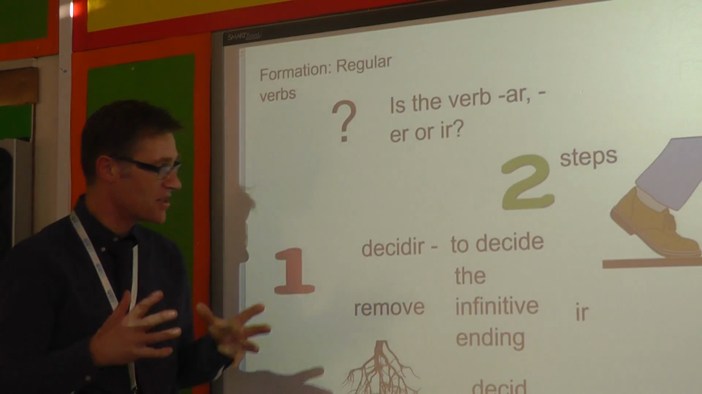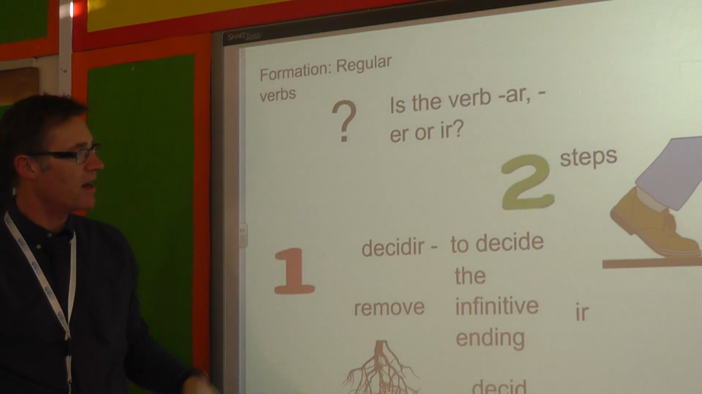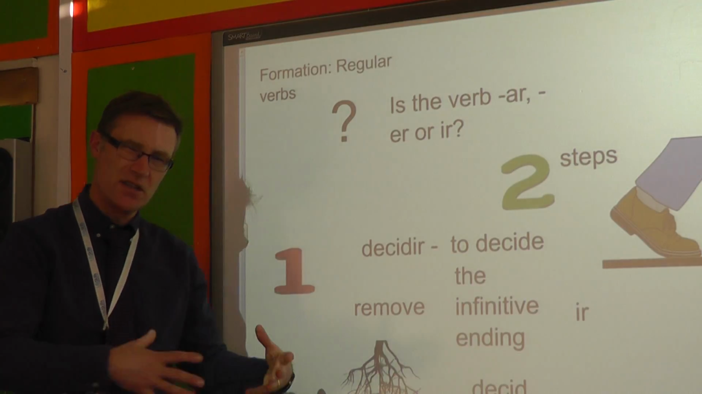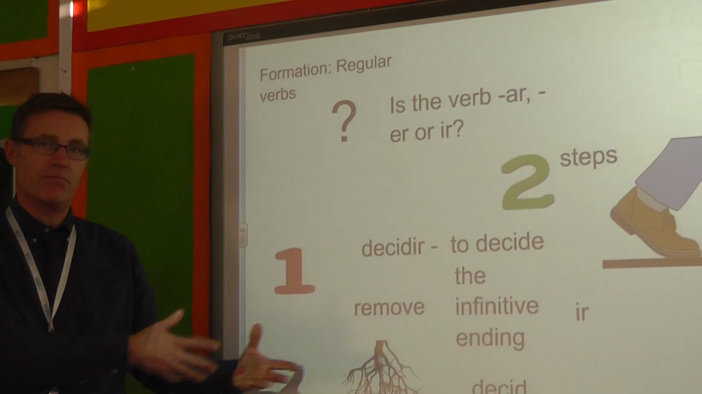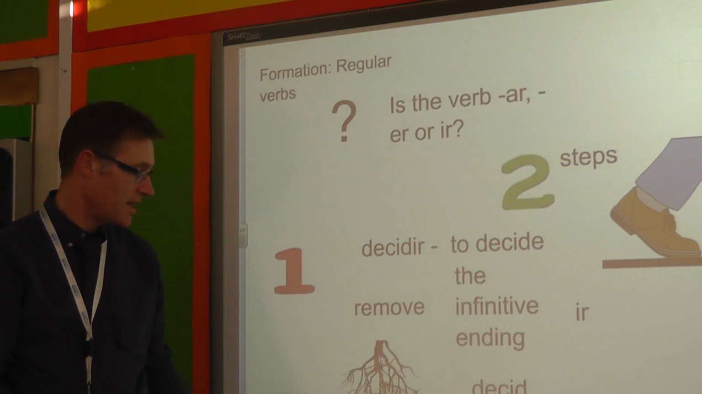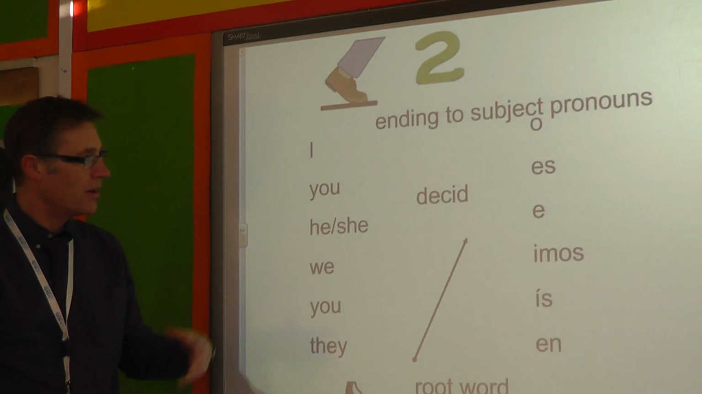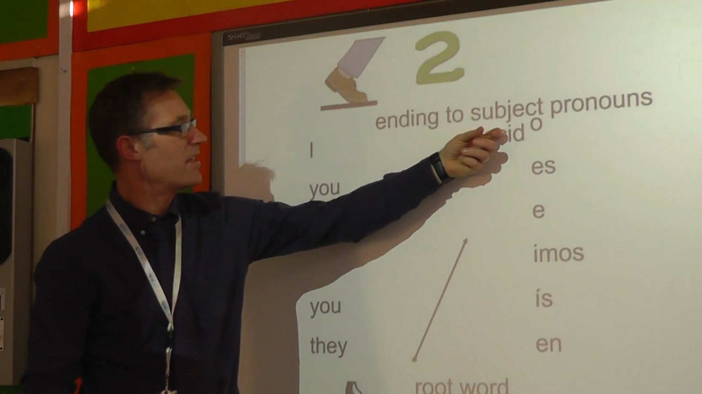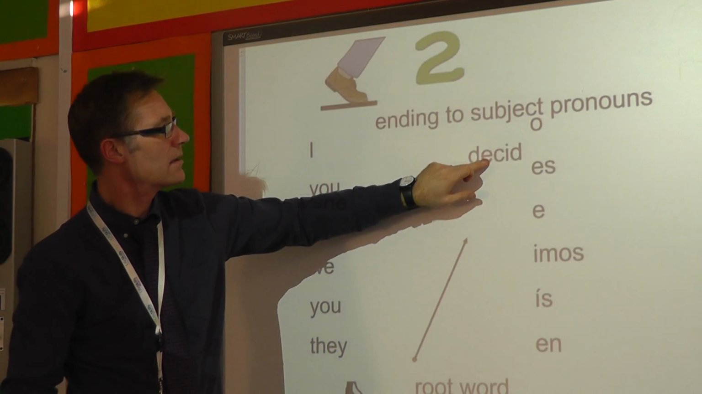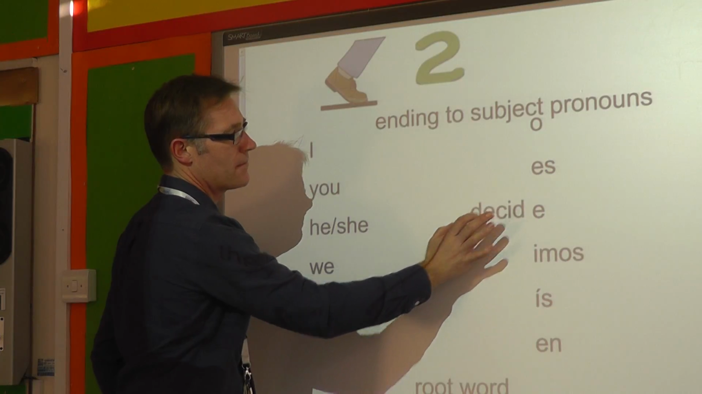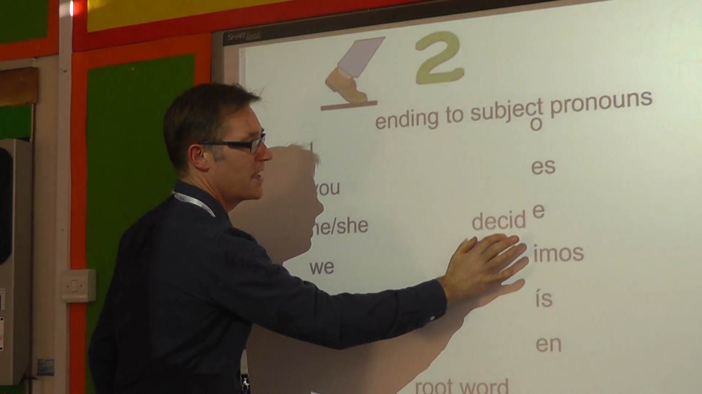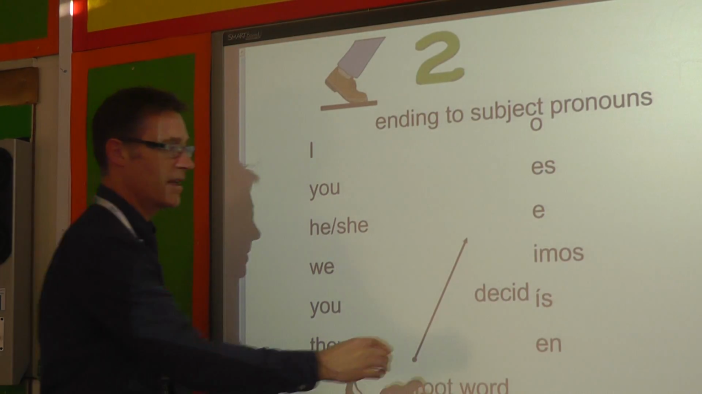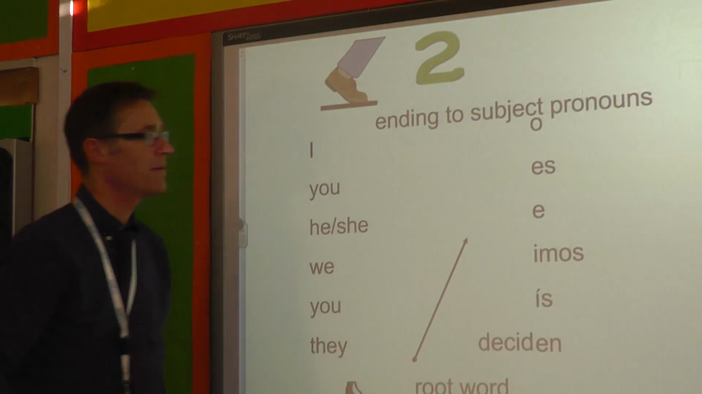Again, the same process. So we know it's an IR verb. We remove the infinitive ending, so it just gives us this root, decid. So at the moment we don't have any information about who's deciding, or when the deciding is happening, but we can then add that now. So we've got decido, decides, decide. Now here's a slight change. Decidimos, decidís, and then back to the E sound, deciden.